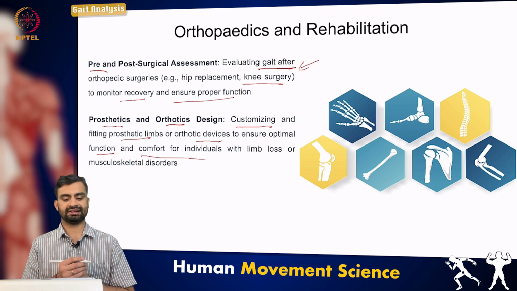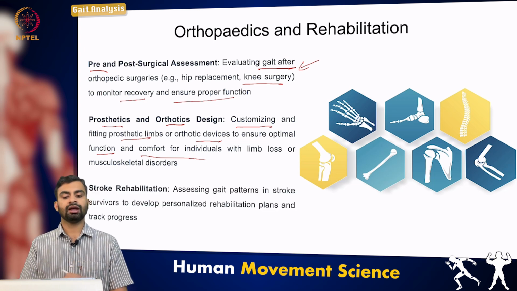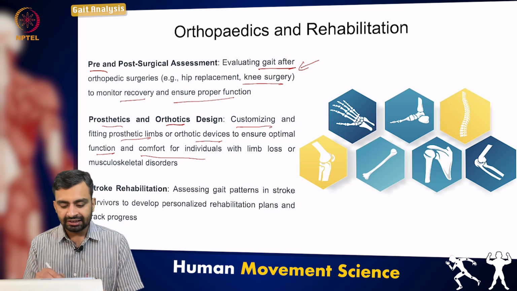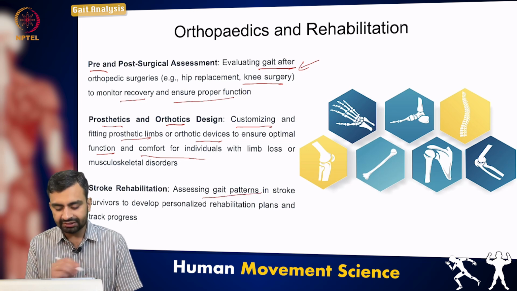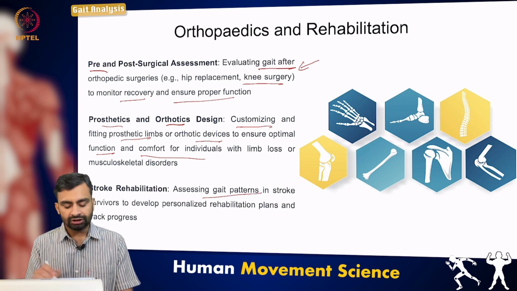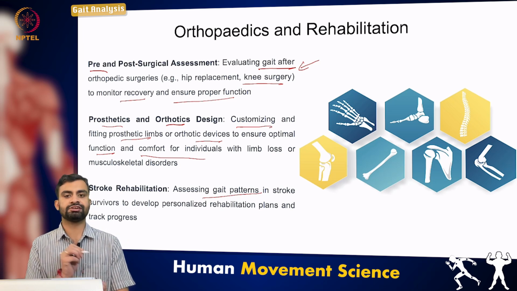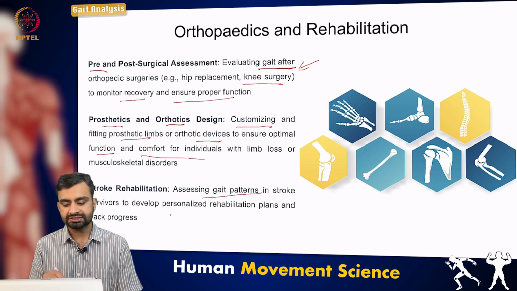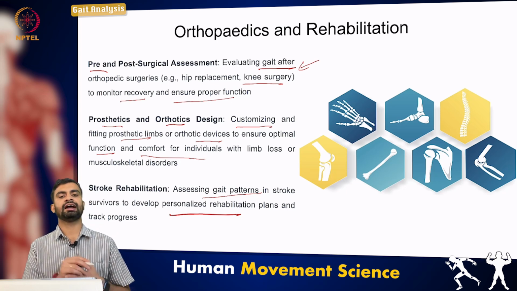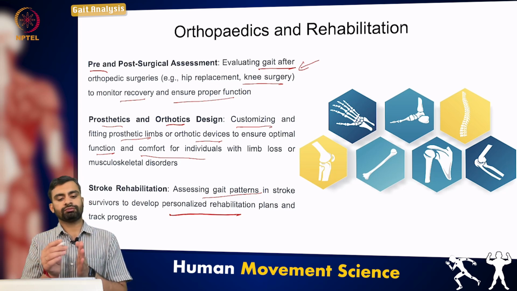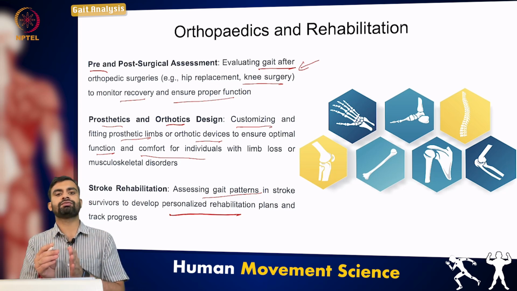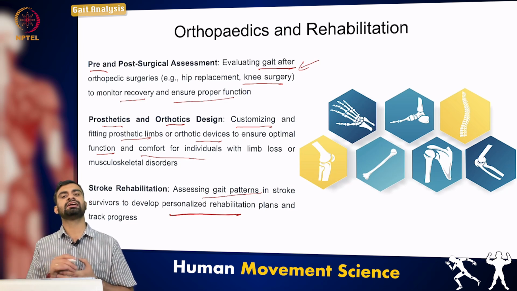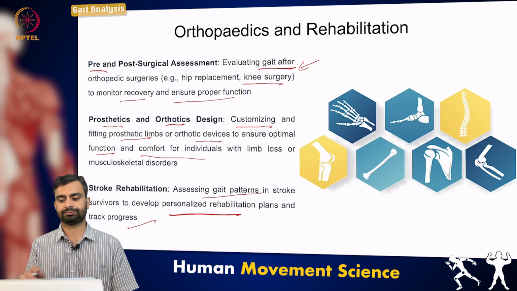and prosthetics. In stroke rehabilitation also, gait analysis helps in assessing the patterns which stroke survivors develop and helps in designing personalized rehabilitation plans. And also, the gait analysis being performed at different time intervals during the rehabilitation process helps in tracking the progress.